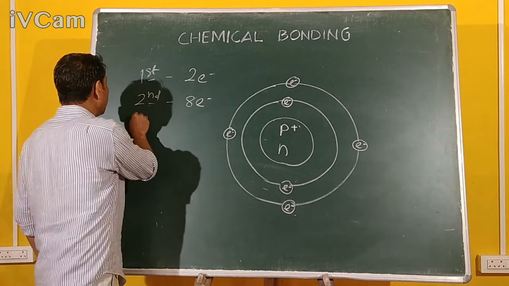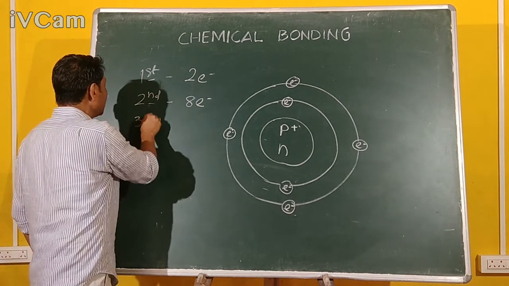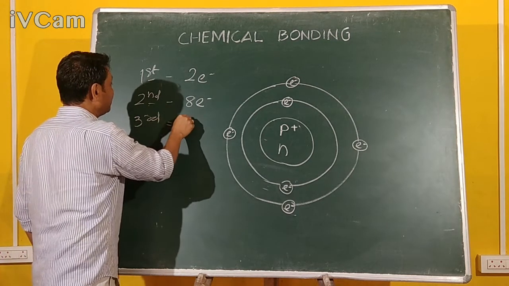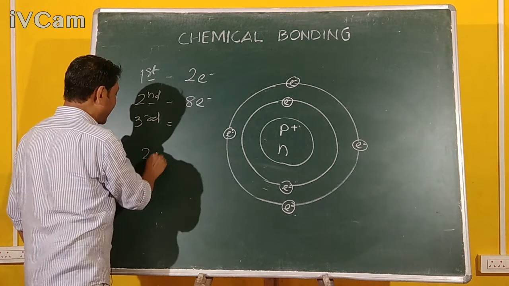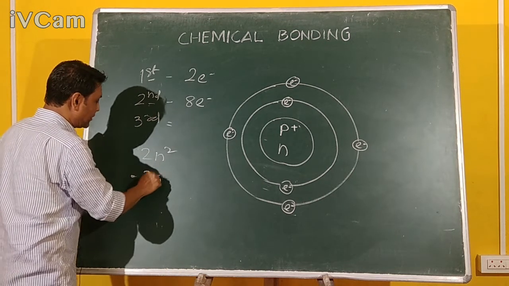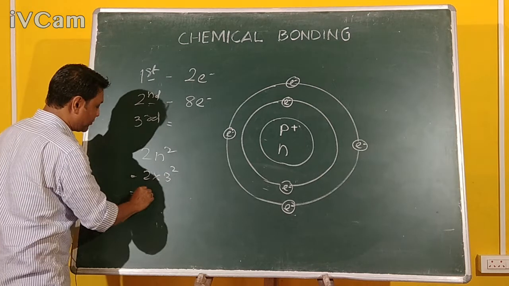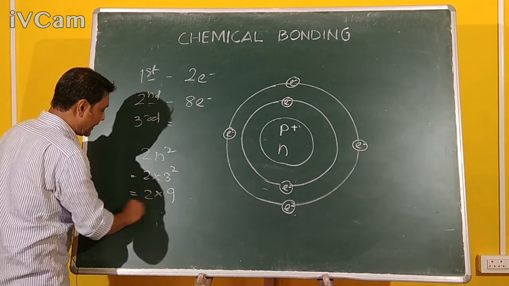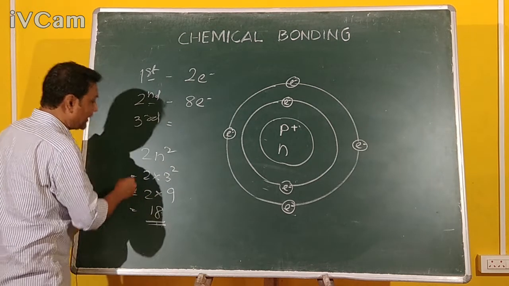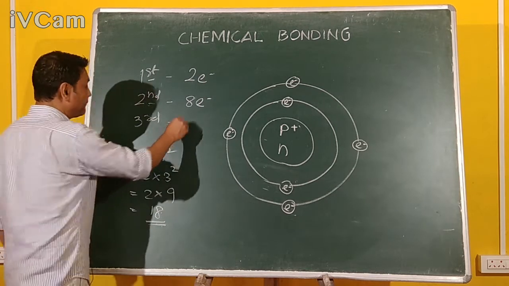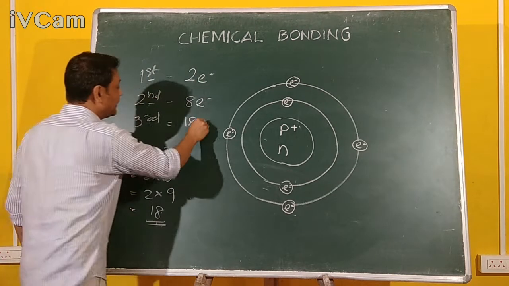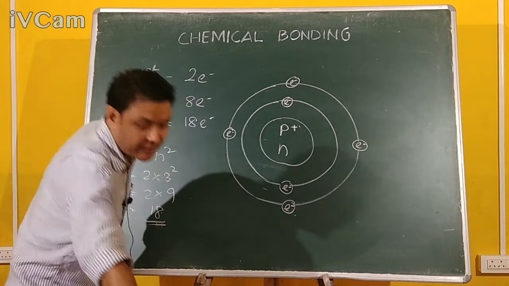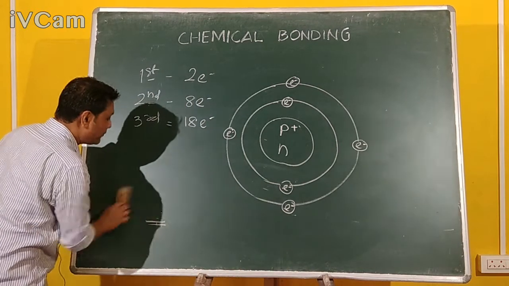In the third shell we have the formula 2n squared. 2 into n, where n is 3, squared, so 2 into 9 is 18 electrons. We have already done this earlier. This is how we calculate. Just a reminder for you all.